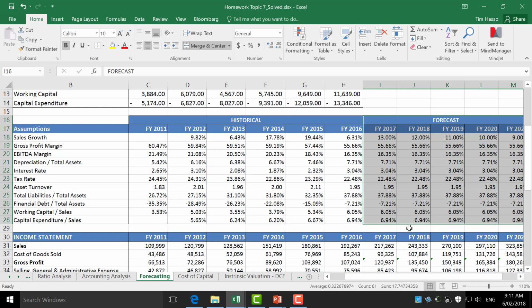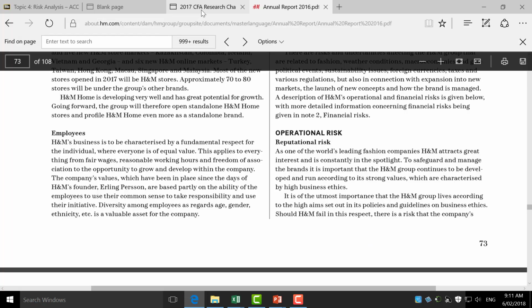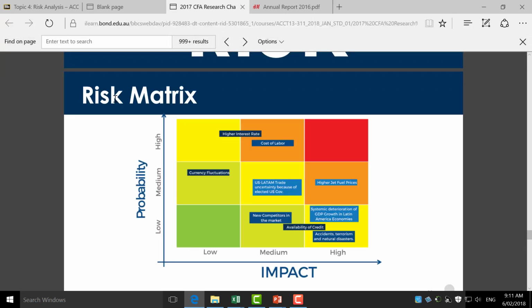So one of the things that the people who might have already done the homework for this week might have noticed is that I gave you an example of what this end result might look like. On iLearn, I uploaded an example of a research report that is actually from the CFA Research Challenge. Every year the CFA organizes a research challenge where groups of students come in and value a company and give a buy, sell, or hold recommendation.